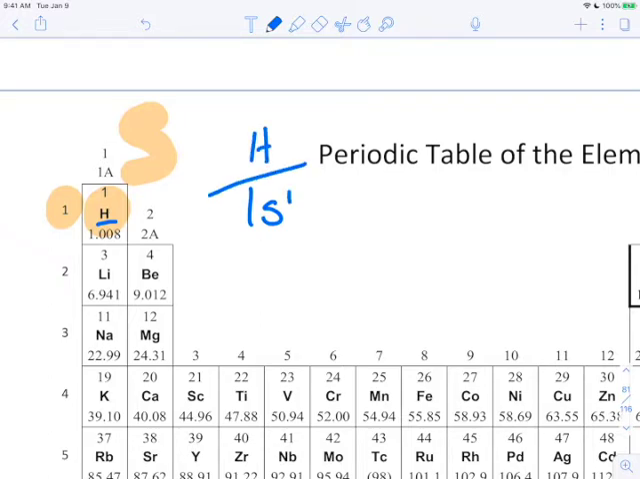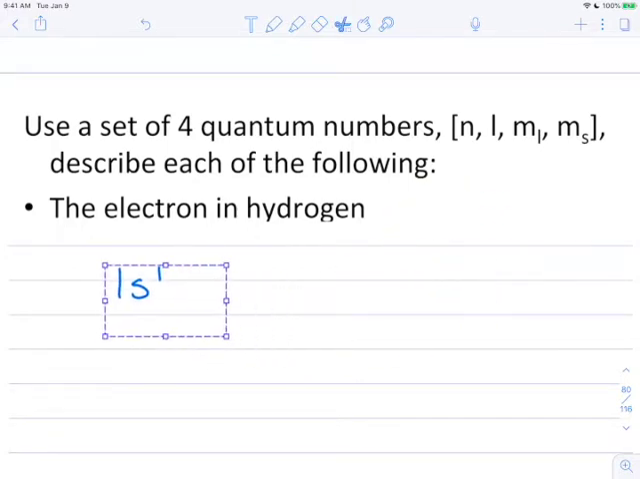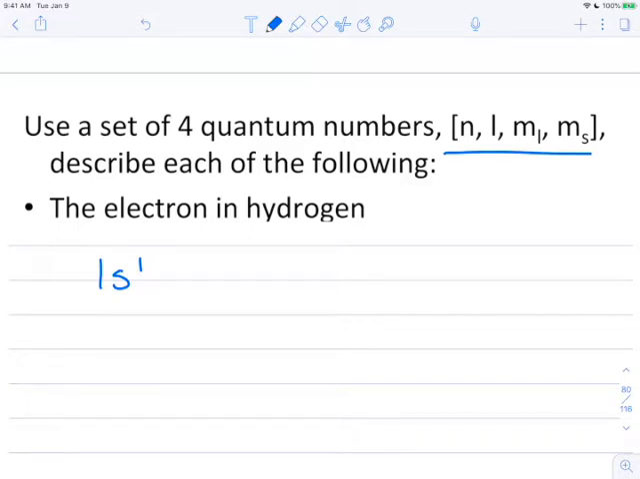Any questions on why hydrogen has a configuration of 1s1? It looks like a fraction when I put it that way. All right, so let's go ahead and label hydrogen 1s1. Now what we want to do is take this and turn it into the quantum numbers, N, L, M sub L, and M sub S.